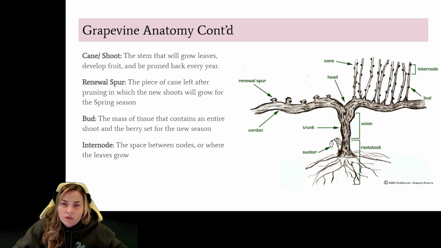Okay, canes and shoots. The difference between a cane and a shoot is that in the springtime, when it's still green and flexible, it's a shoot. As it starts to mature and develop into the fall and then winter months, it starts to lignify. The lignin develops, it becomes hard and woody. That's when it becomes a cane. A shoot and a cane is a stem that will grow leaves, develop fruit, and be pruned back every year. So it just depends on time of season, but canes and shoots are the same thing. Okay, renewal spur. Here we go.